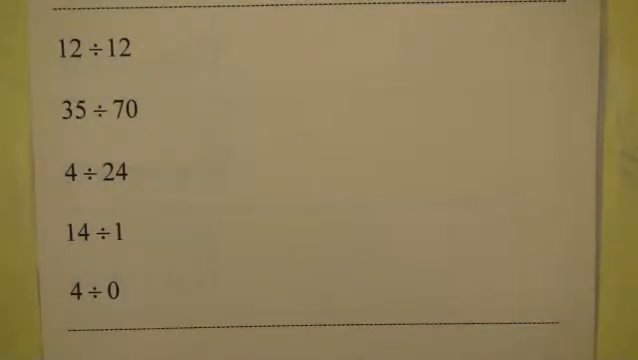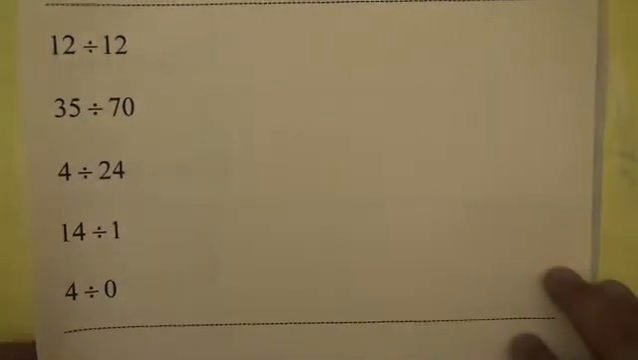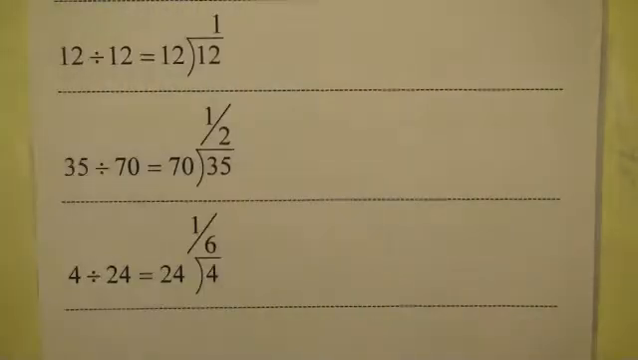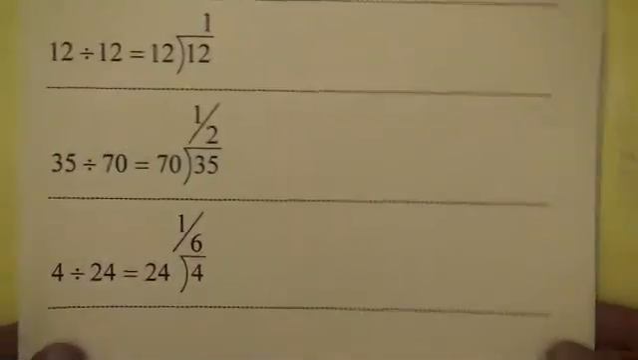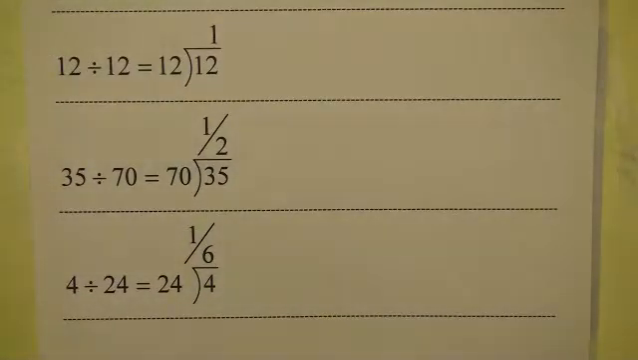Here we have another set: 12 divided by 12, 35 divided by 70, 4 divided by 24, and 14 divided by 1. Of course, 4 divided by 0. Let's take a look here. 12 divided by 12 is exactly 1. Only one group of 12 will fit into 12, obviously.